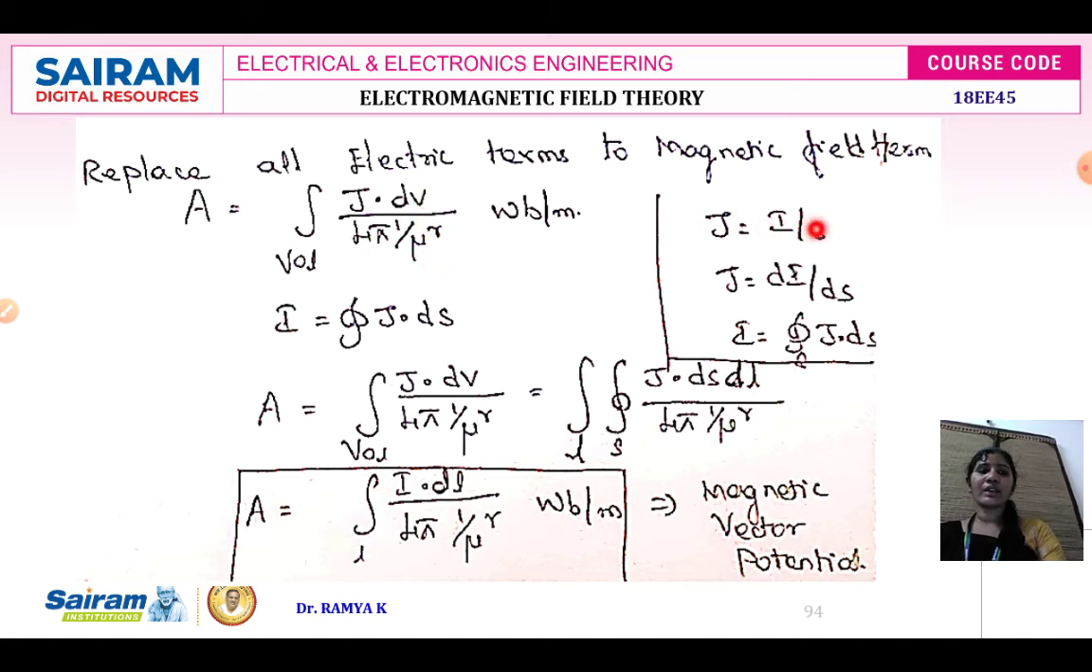We know that current density J is equal to I divided by S. If you assume a differential surface area, then the current density is differential, which we can write as J is equal to dI divided by dS. Substituting the value of J over here, we get the vector magnetic potential A is equal to I dl divided by 4 pi times 1 divided by mu into R. The unit for vector magnetic potential is Weber per meter.